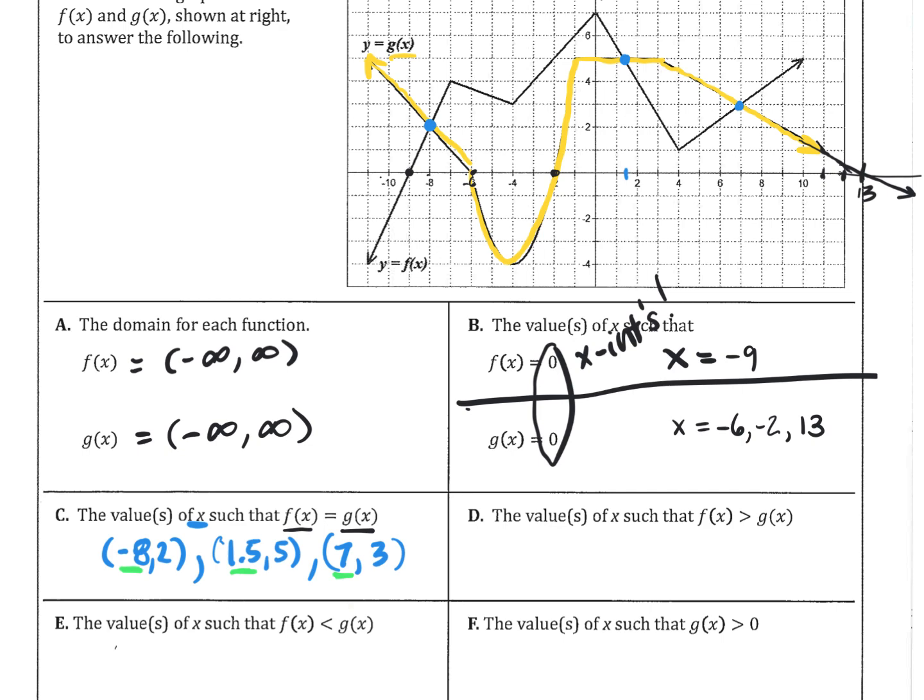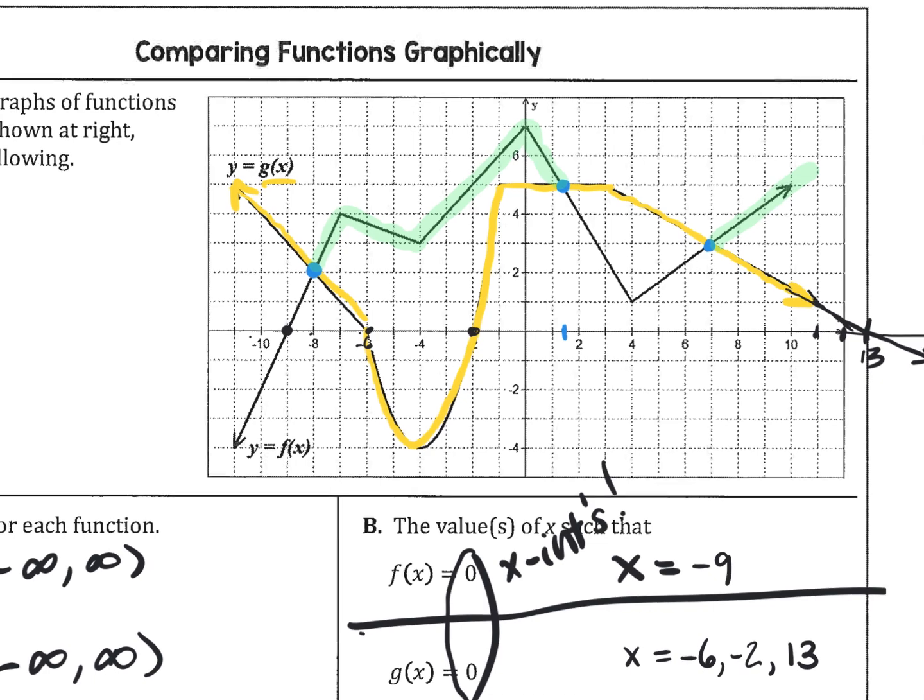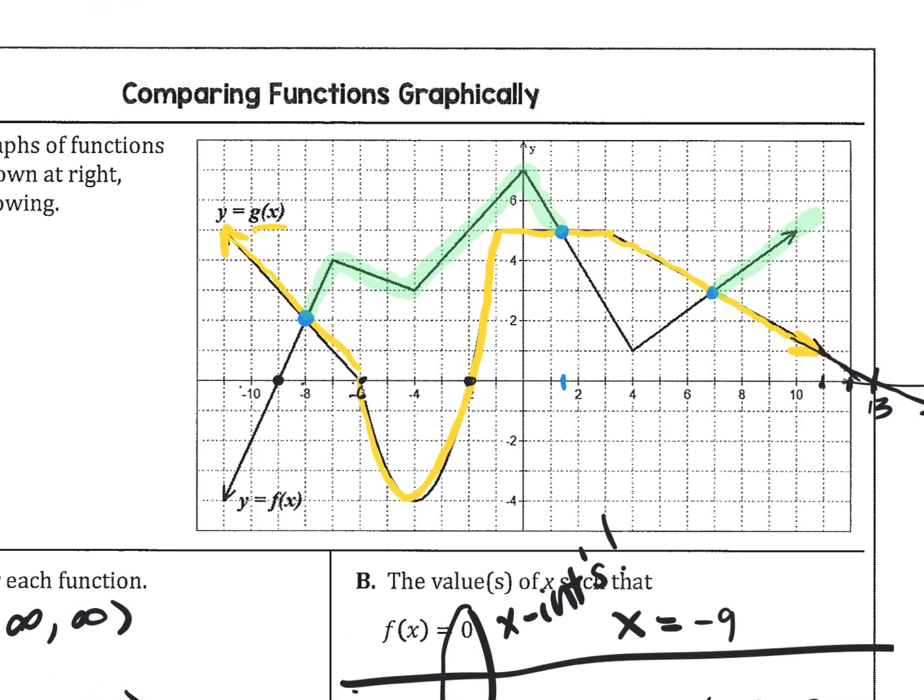Where are the values of x such that f of x is greater than g of x? What is it asking me? Where is the f function above the g function? In other words, where is the black function above the yellow function? So let's highlight that. This chunk is above it, isn't it? And then here, would you agree? I don't know how well you can see those, but that's where the black one's above the yellow one, isn't it? So it wants to know the values of x where that happens.